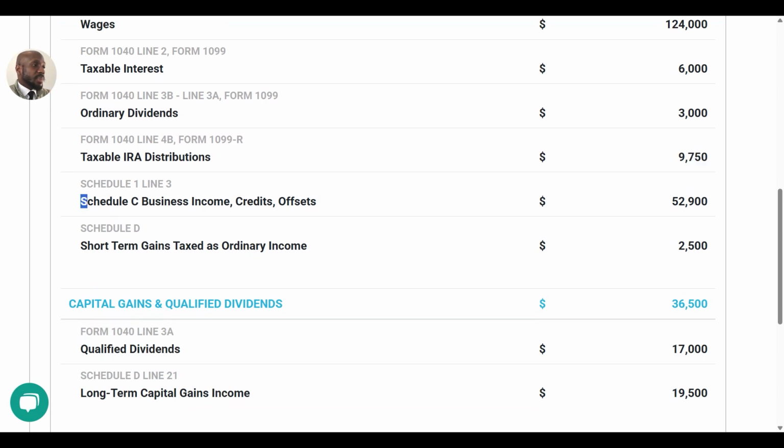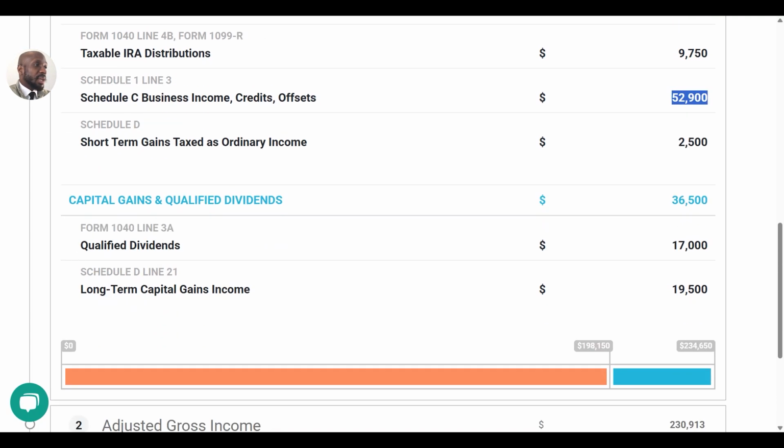And I think this income belongs to Paula. Yes, it is. So Paula owns a business. It's on a Schedule C, business income, credits, and offsets. The net income, so this number will be the net income. That is, what was the gross income? After taking out expenses, what's your net profit? That's what's flowing through to the 1040. So in this case, she has about $52,900, almost $53,000 in income that needs to be reported.